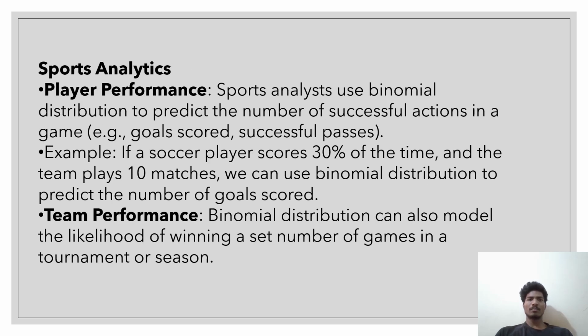Sports analytics. Player performance: sports analysts use binomial distribution to predict the number of successful actions in a game, for example goals scored or successful passes. Example: if a soccer player scores 30% of the time and the team plays 10 matches, we can use binomial distribution to predict the number of goals scored. Team performance: binomial distribution can also model the likelihood of winning a set number of games in a tournament or a season.